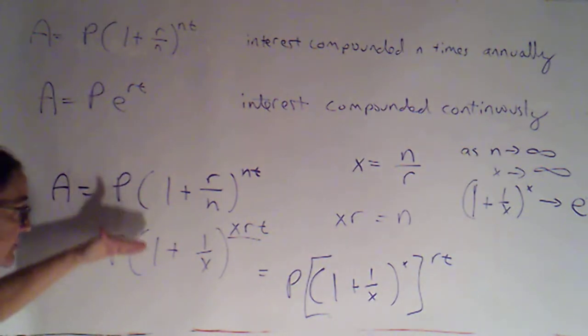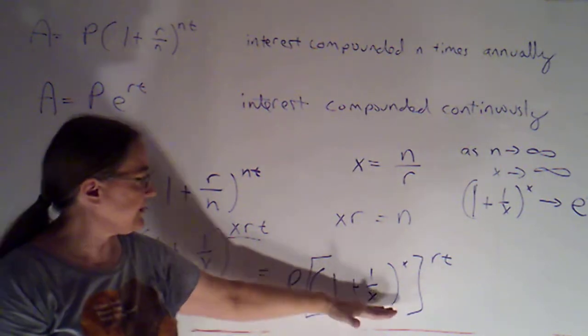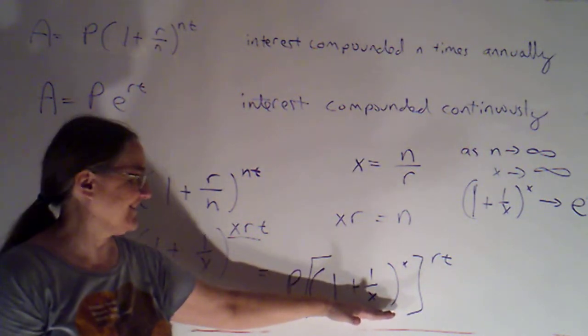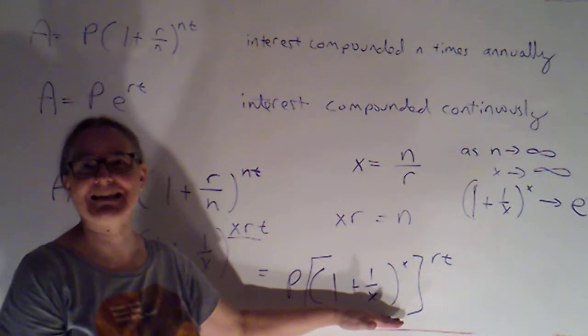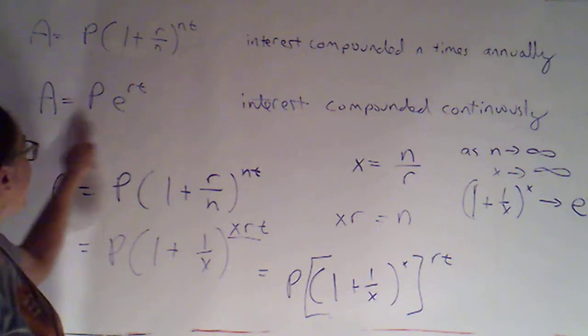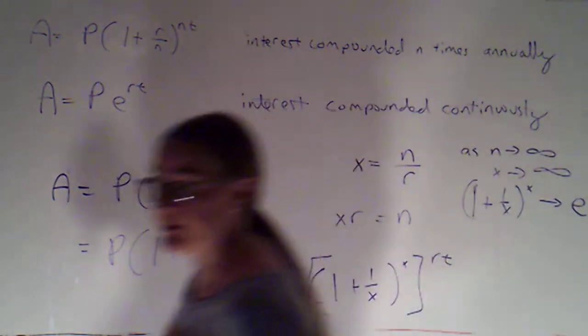But at least I can get you part of the way. We can manipulate this formula to get it to be this, and then we just have to accept, from those who know calculus, that as x goes to infinity, this number approaches e. Okay, and so that gives us our formula for interest compounded continuously.